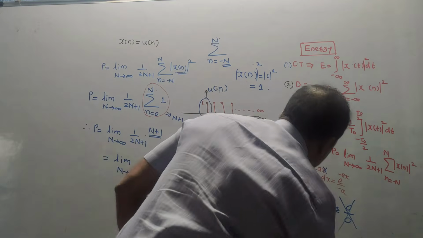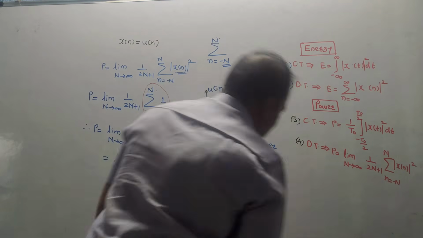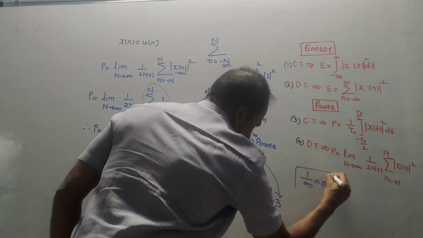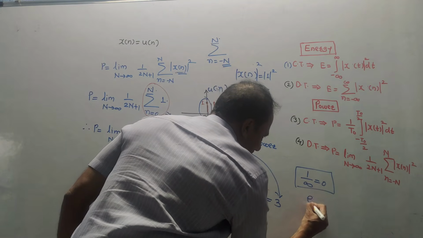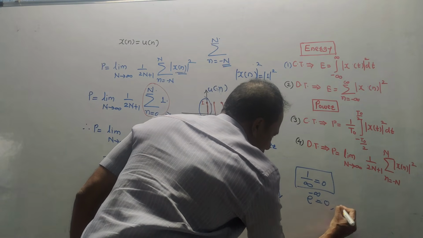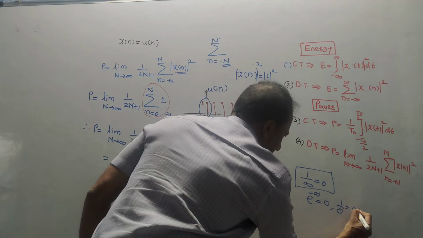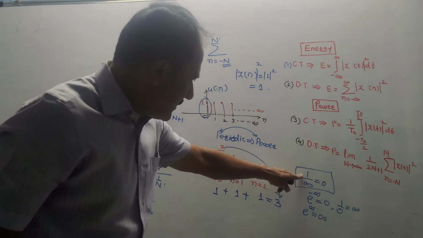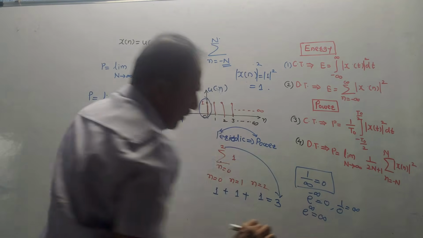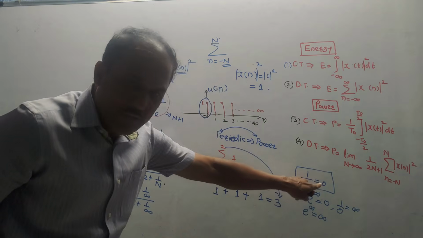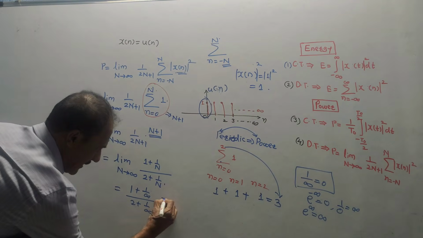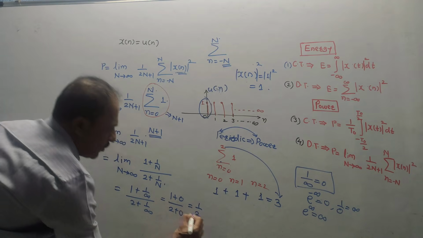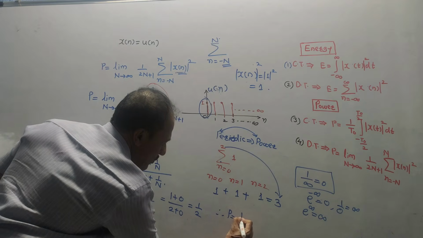Now related to infinity, remember one more identity, 1 by infinity is always 0. So related to infinity, do remember all, I will write all identities. e raised to minus infinity is 0, 1 by 0 is infinity, e raised to infinity is infinity. Only these identities are sufficient. And 1 by 0 is infinity, which I have already written. So here I am getting 1 by infinity, which is equal to 0. So this term becomes 1 plus 0 upon 2 plus 0, that is 1 by 2. So P is equal to 1 by 2.